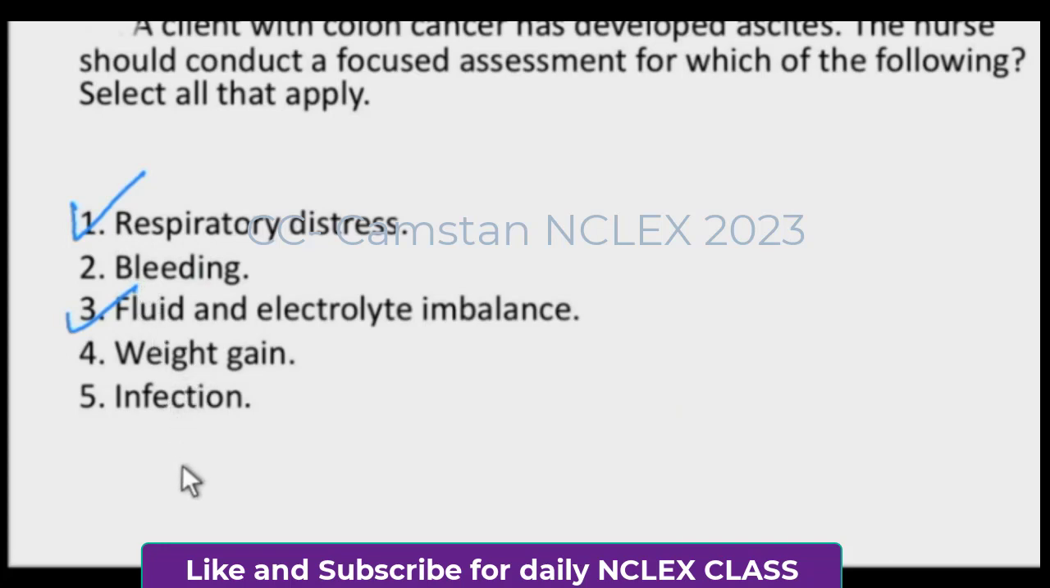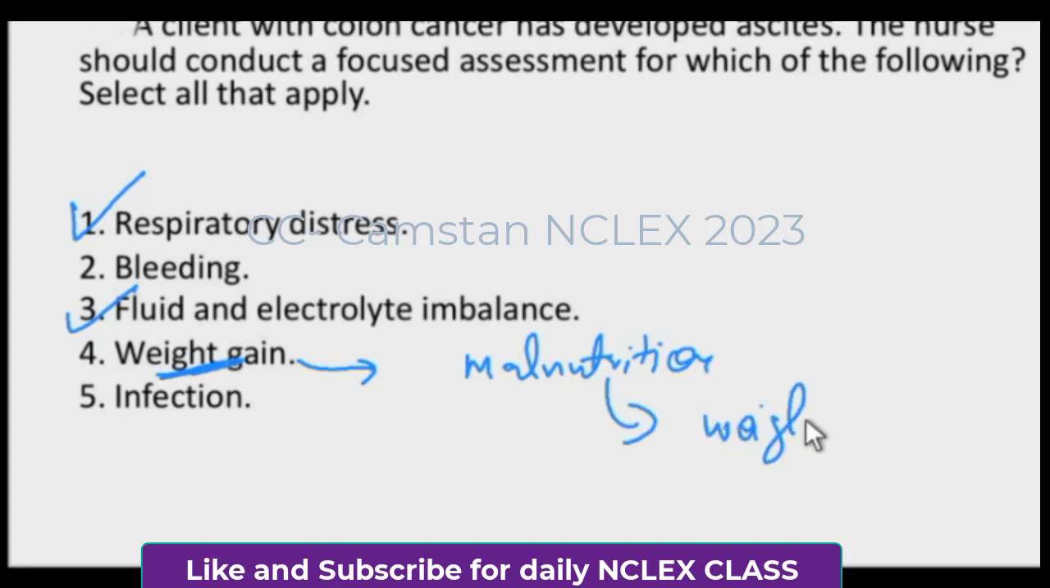Fourth is weight gain. Well, weight gain is not directly related to ascites, because in ascites malnutrition can occur and it can lead to weight loss. So option 4 is also not correct.